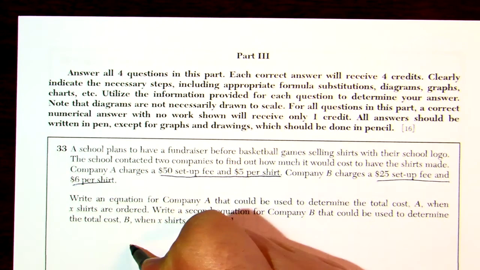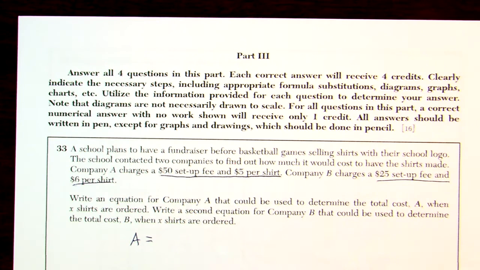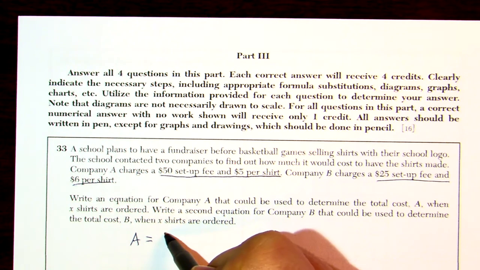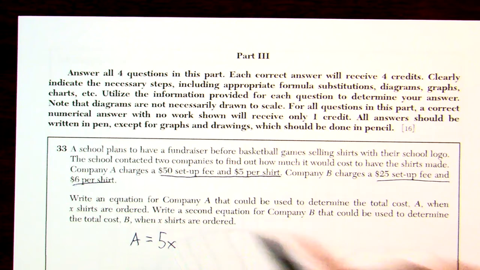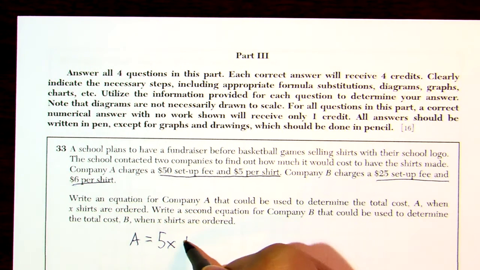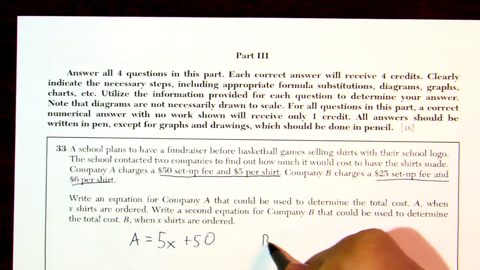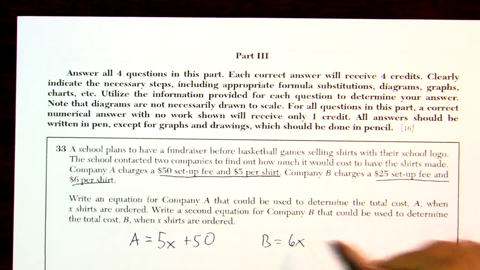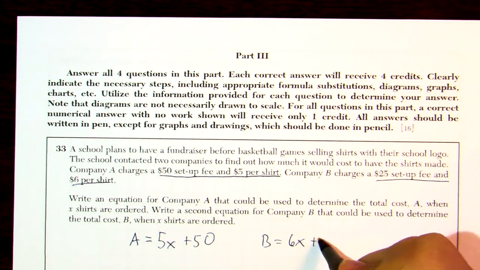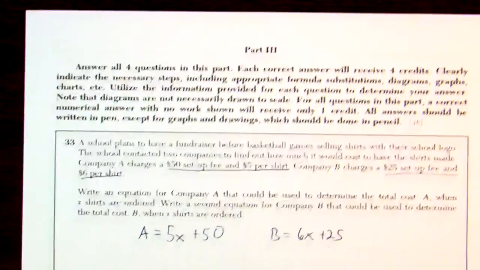So for Company A, we have a $50 one-time setup fee and $5 per shirt. So $5 per shirt tells me 5x, and the setup fee is $50. So that's how much it's going to cost there. And B charges $25 setup fee and $6 per shirt. So that's your 6x plus the $25 setup fee. Alright, so we did that.